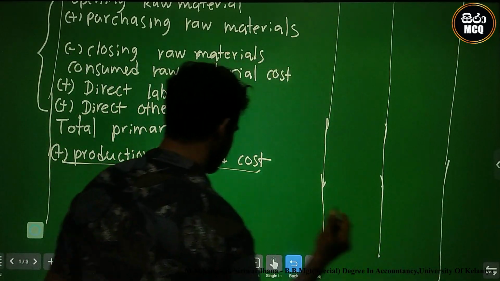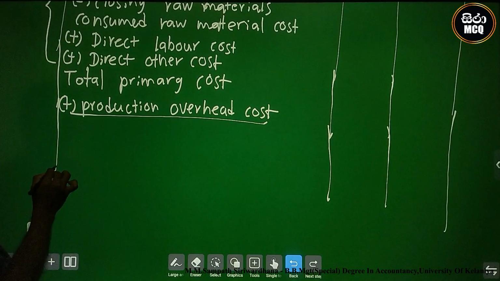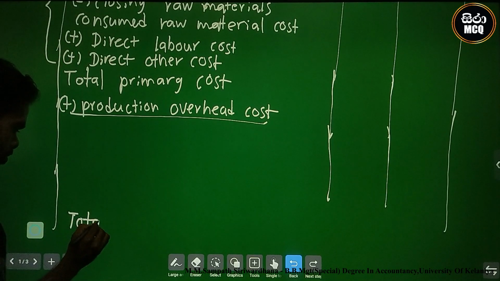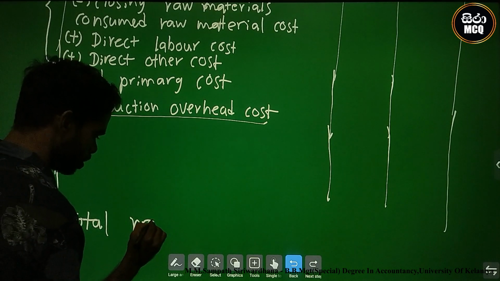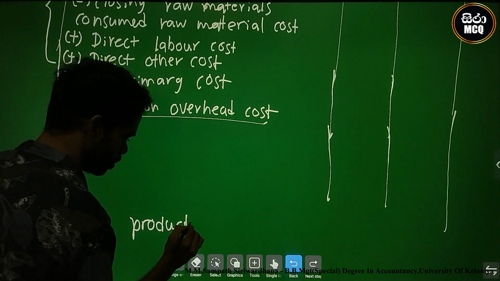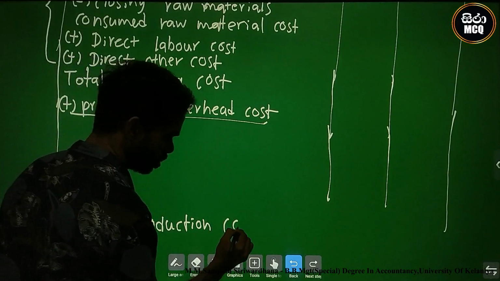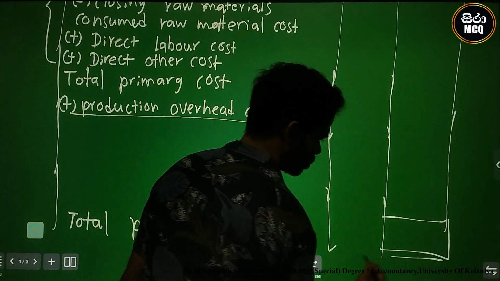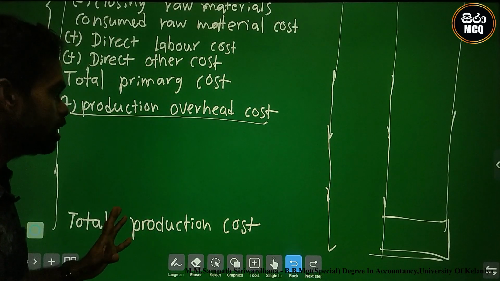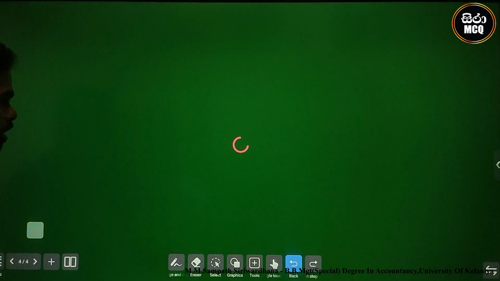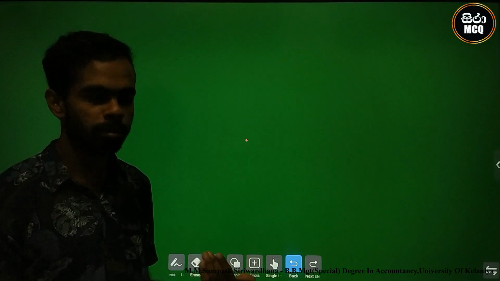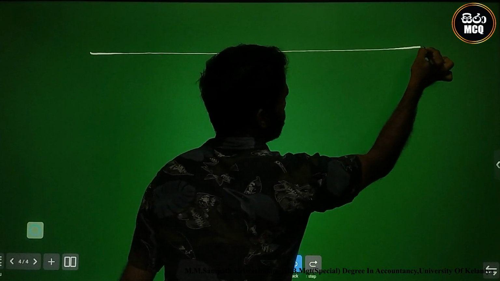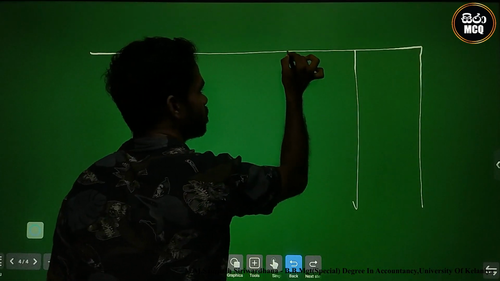After that we can arrange which one? Total production cost. This is the final answer, production cost. Okay, after that I can calculate the cost of sales. For the preparation of the calculation, I must prepare the income statement.